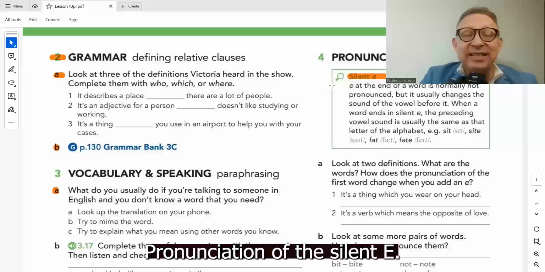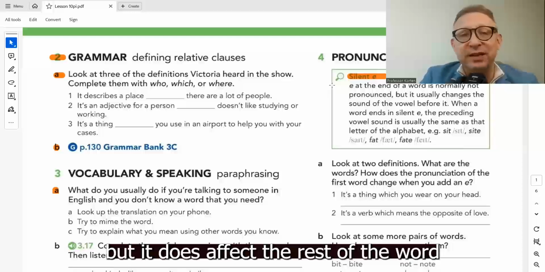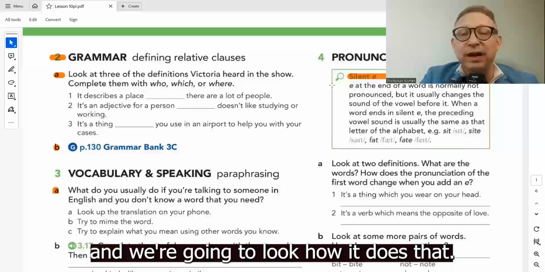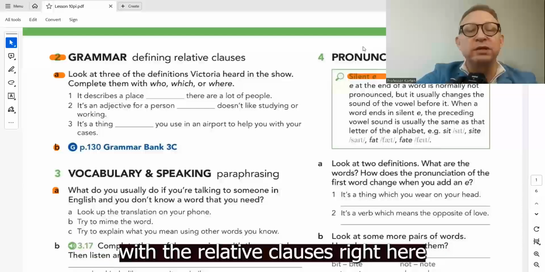Pronunciation of the silent E. Of course, we don't pronounce the silent E, but it does affect the rest of the word, and we're going to look at how it does that. So let's begin with the relative clauses. It's right here.